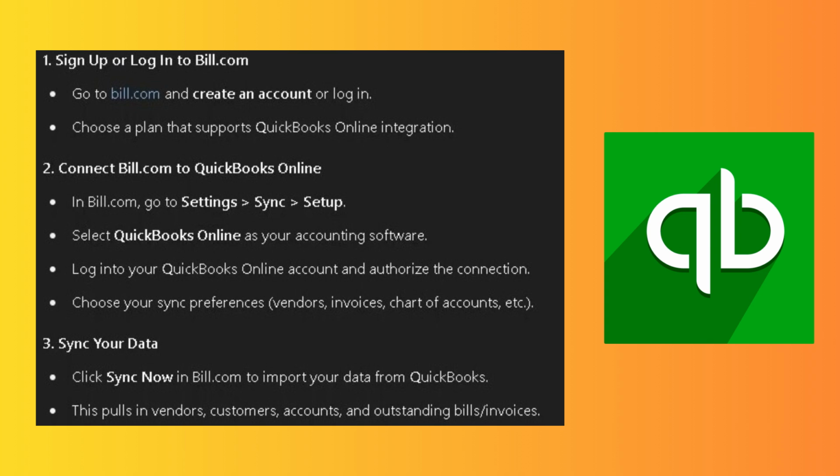Then, connect billing.com to QuickBooks. In billing.com, go to the settings, sync and then setup. Select QuickBooks Online as your accounting software. Log into your QuickBooks Online account and authorize the connection. Choose your sync preference, such as vendors, invoicing, chart of accounts, or anything else.